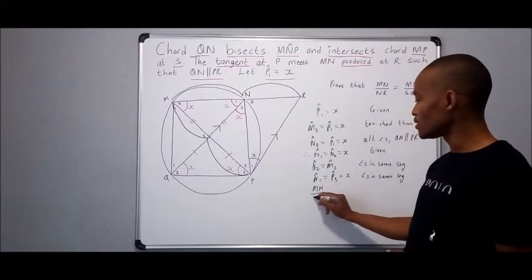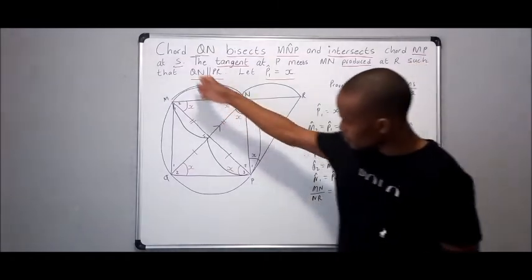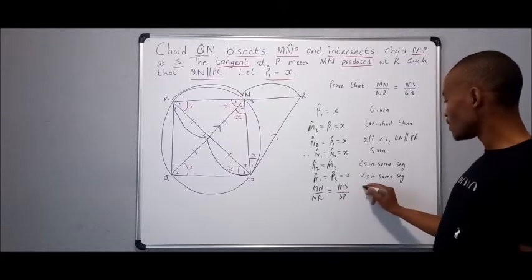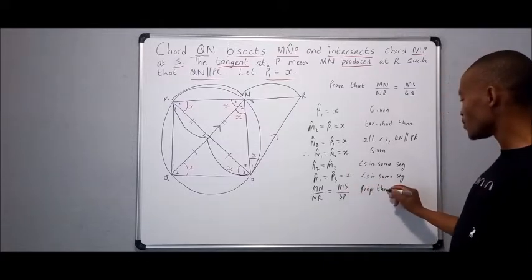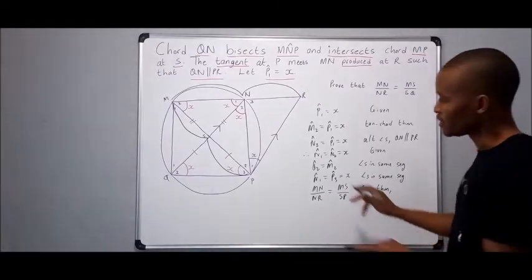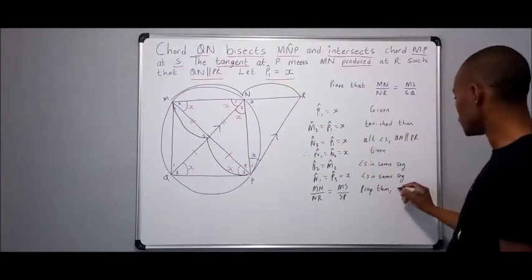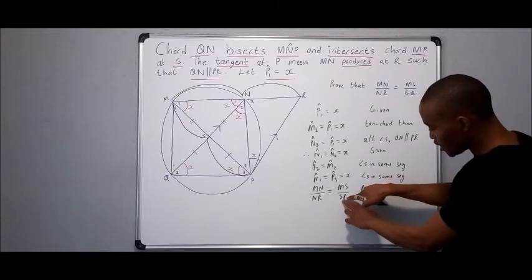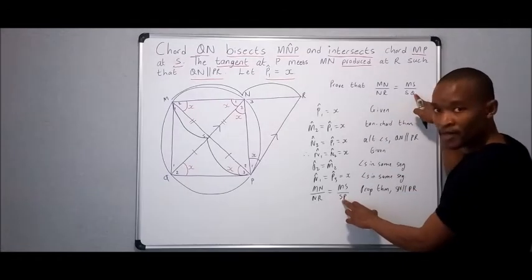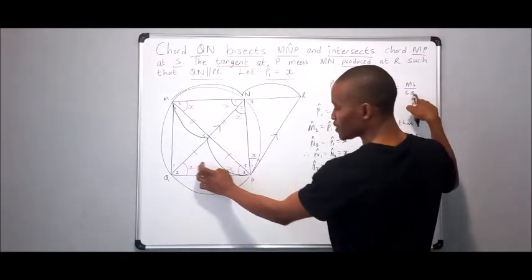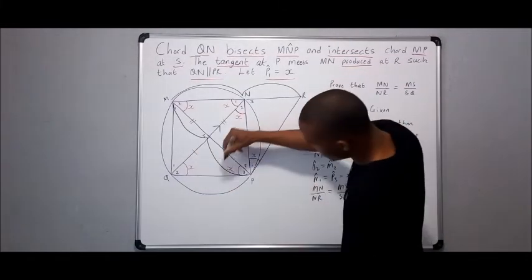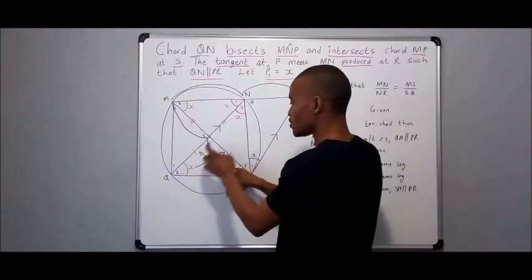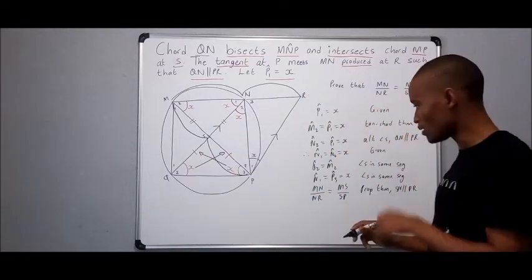MN over NR is equal to MS over SP, and this is through the proportionality theorem because in this triangle SN is parallel to PR. So the intention becomes to change SP to SQ, of which we have enough basis for doing that, because we now have sides opposite equal angles. So it's a side, and they are opposite equal angles, and that is the reason.